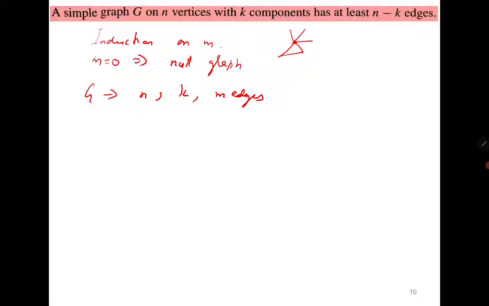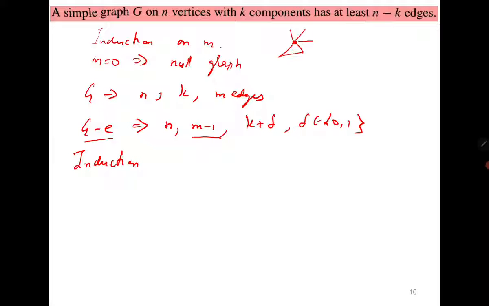Now if I delete any edge from G, then G minus e has n vertices as it is, m minus 1 edges and k plus delta components, where delta is either 0 or 1. So now G minus e has m minus 1 edges, therefore I can use the induction.